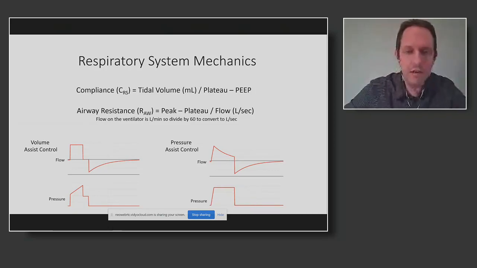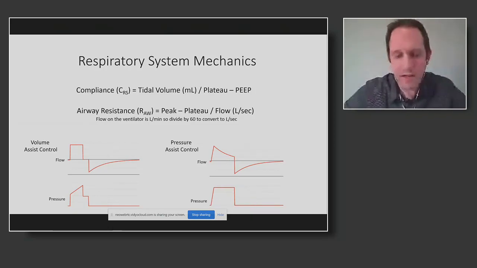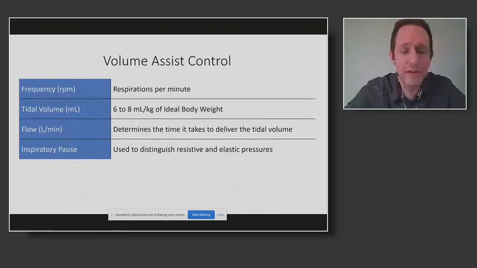So having known that I love respiratory system mechanics, my choice of mode to start off a patient in the acute phase is volume assist control. Now I will go through setting up each mode, but just talk about volume assist control. Many of this stuff Neil already mentioned.